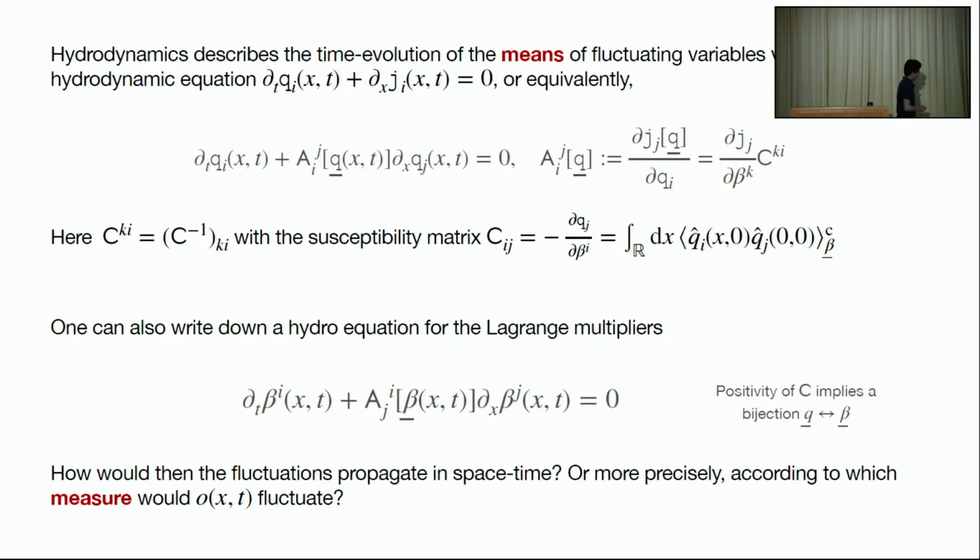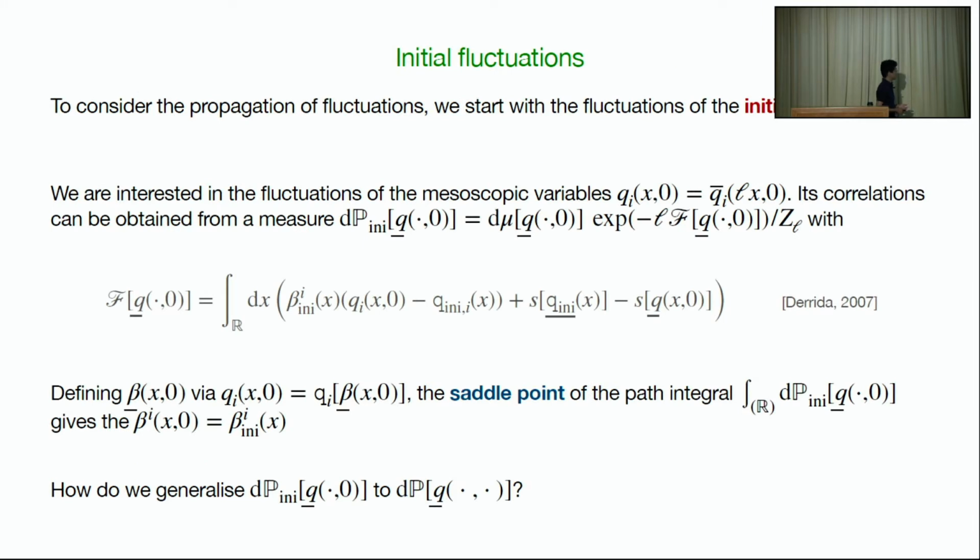Now, there is another equivalent way of writing down the hydro equation, which is in terms of the Lagrange multipliers. As it turns out, this is going to be useful for my purpose, so I'm going to use this extensively. Now, we know how to characterize the space-time profiles of local observables, so long as we work with a large-scale space-time. But the real question now is how the fluctuations propagate in space-time? Or to be more precise, according to which measure would O of x and t fluctuate? That's the question to answer. But to start with, we should first understand how to characterize the initial fluctuations, the fluctuations coming from the initial condition.